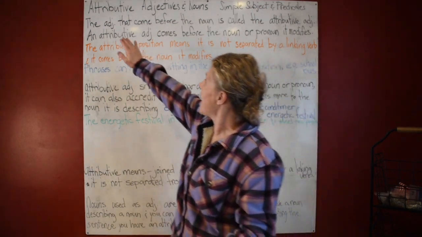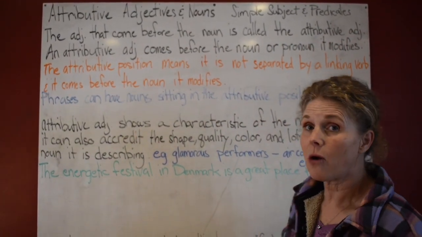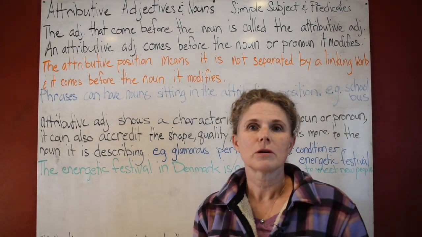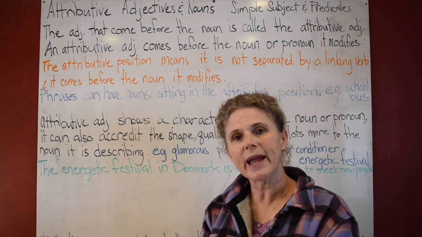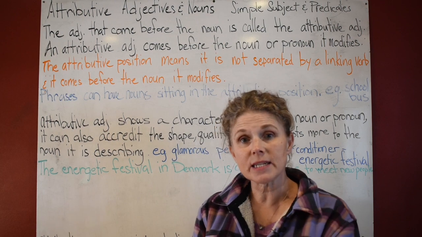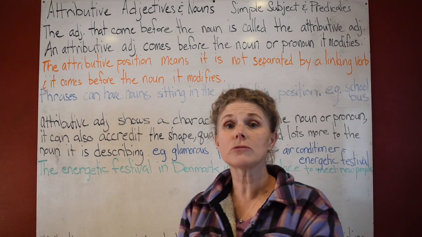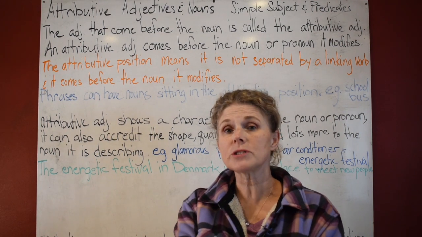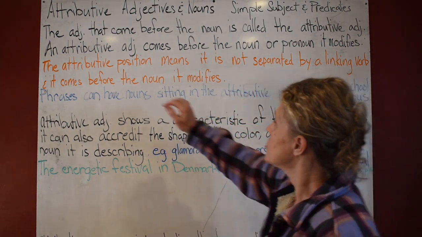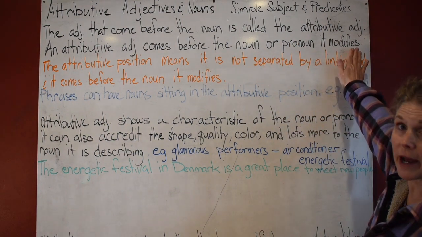All right. The adjective that comes before the noun is called the attributive adjective. If you think about white house, see how white is an adjective describing house, and that white is sitting in front of your noun. They can also sit behind it, but most of the time you're going to see it sitting in the front.